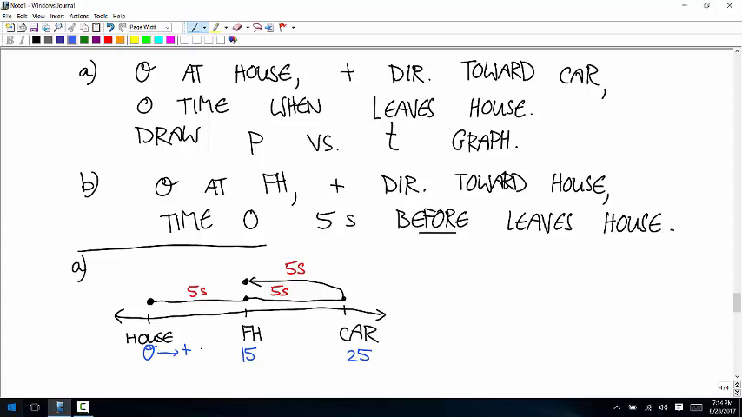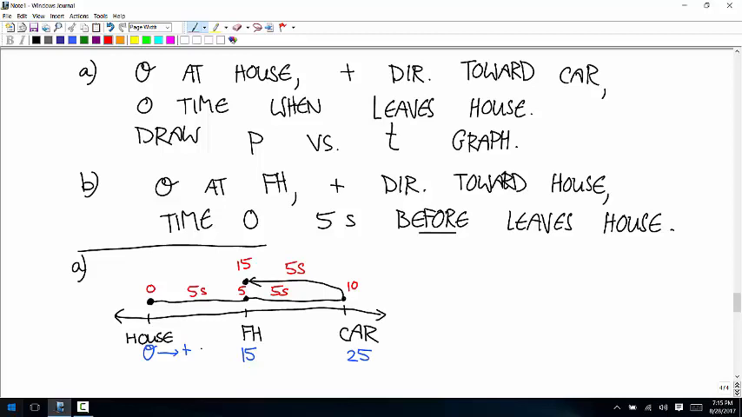And as far as times go, it says that zero time is when the man leaves the house. So this is zero time. 5 seconds after zero time, what time are you at? 5. 5 seconds after 5, what time are you at? 10 here. And 5 more seconds later, 15.